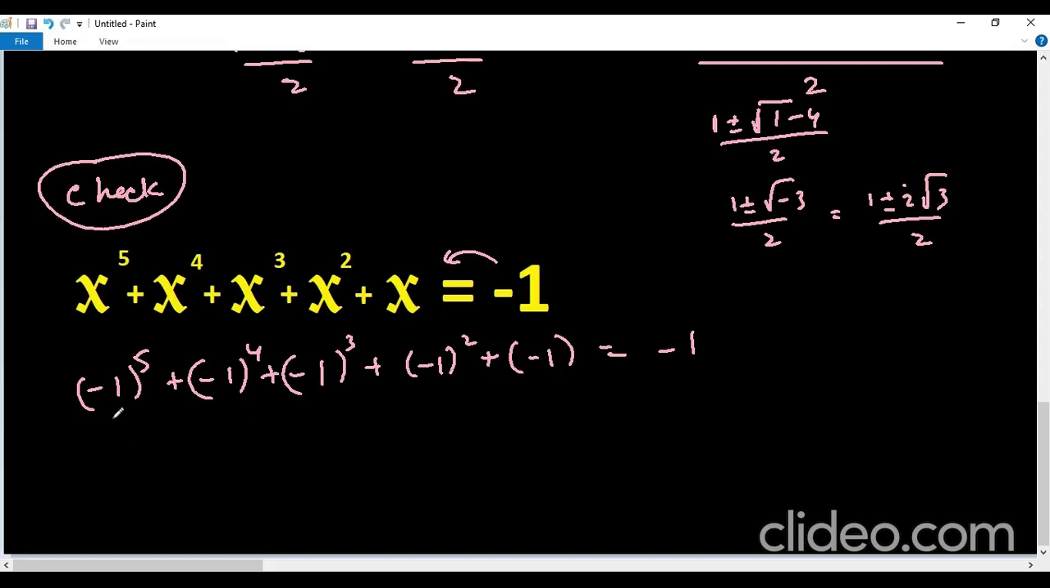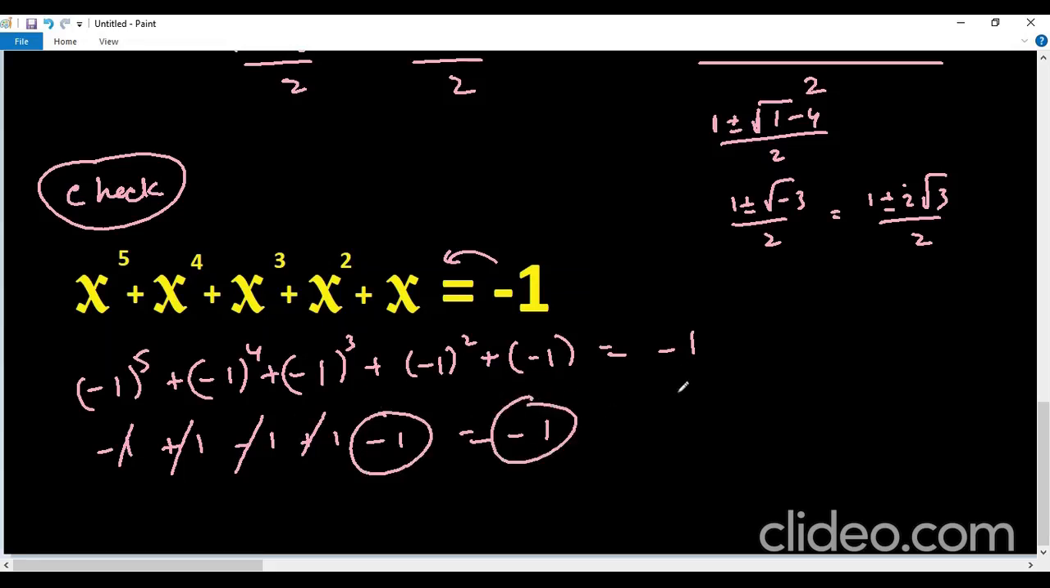Now you know very well, if it is an odd power, it's going to give us negative 1, and this is going to be a plus. That means it's giving a plus. This gives us minus 1. This gives us a plus 1, and this is going to give us a negative 1. It should be equal to negative 1. So this one and this one cancel. This one and this one cancel. So negative 1 on both sides. That means our answer is correct.